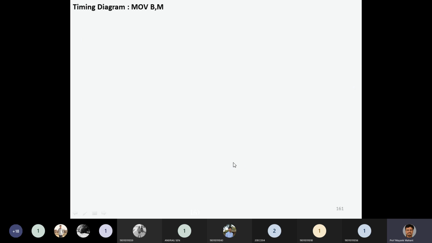Now let us see the timing diagram of the move instruction, MOV B comma A.